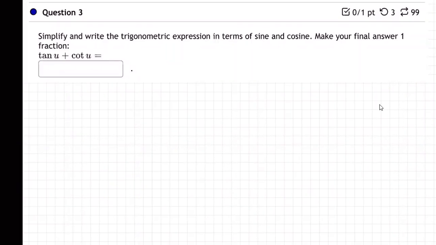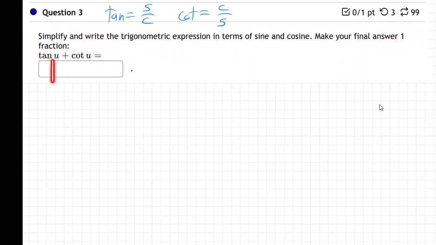Okay, so I'm going to take that tangent. So remember again, tangent is sine over cosine, and cotangent is upside down to that, cosine over sine. So it says simplify and write the trig expression in terms of sine and cosine. Make your final answer one fraction. See the little one over here, one fraction.